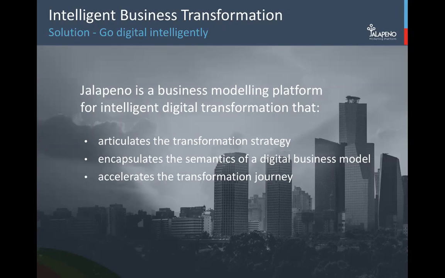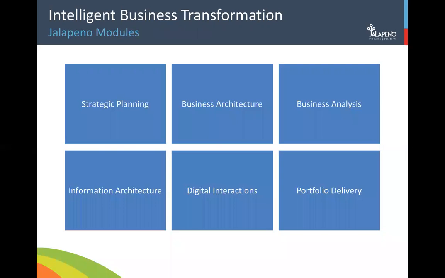So Jalapeno is a business modeling platform, and we particularly apply it towards what we call intelligent digital transformation. It helps you articulate that transformation strategy, and most importantly, encapsulates the full semantics of your organization as a digital business model, accelerating that transformation journey. Let's quickly give you an overview.